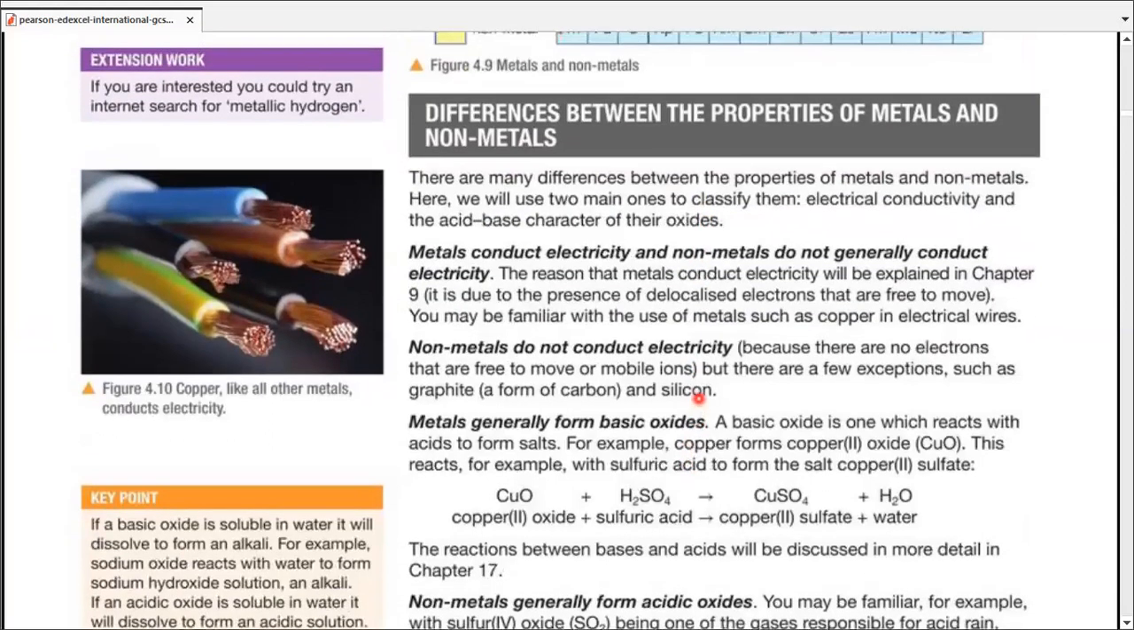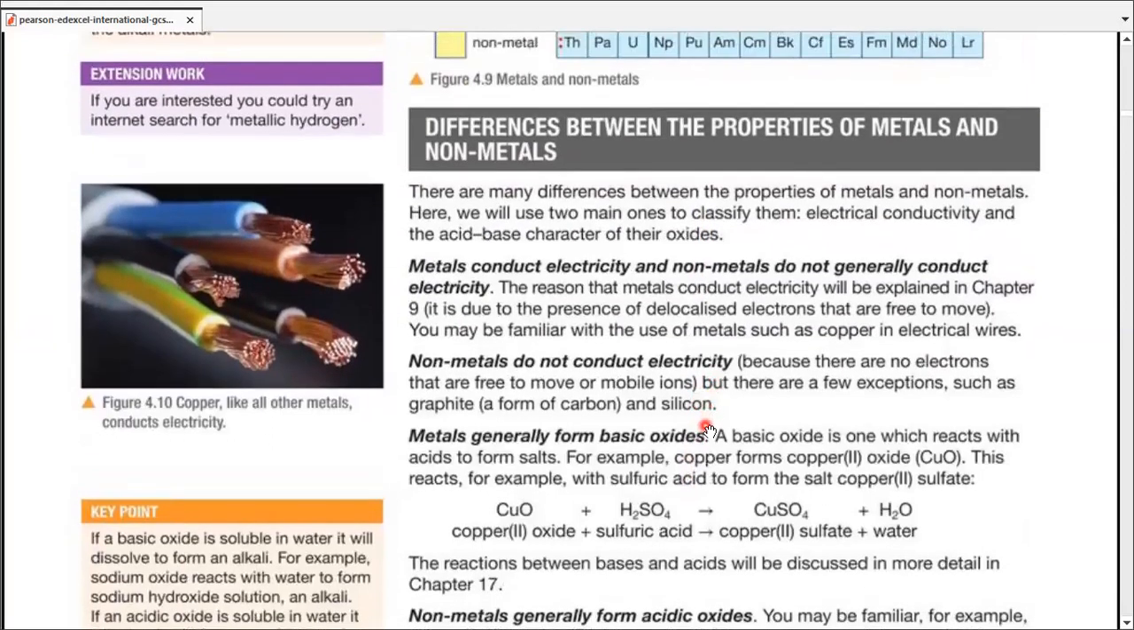Let's talk about the differences in the properties of metals and non-metals. There are many differences in the properties of metals and non-metals. We are just going to talk about two main differences, and we are going to do that to bifurcate between metals and non-metals clearly. There will be other properties that we're going to discuss in the upcoming chapters, such as reactivity of metals or usage of metals. But for now, just two properties. The first one is going to be electrical conductivity. The second one is going to be acid-base character of their oxide.